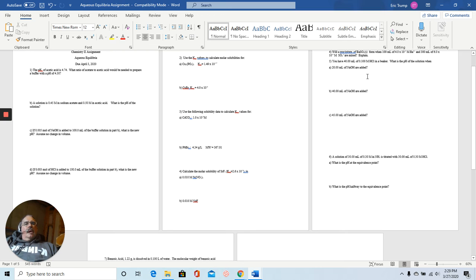Okay, so what you'll need to do is, this is a 1-to-1 ratio, so you'll have to determine which one is in excess after the two solutions are mixed. If you have hydronium in excess, you'll take the millimoles remaining and divide that by the total volume. And then calculate the pH.